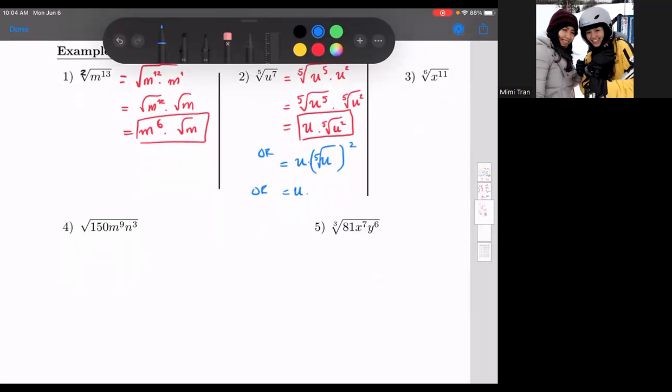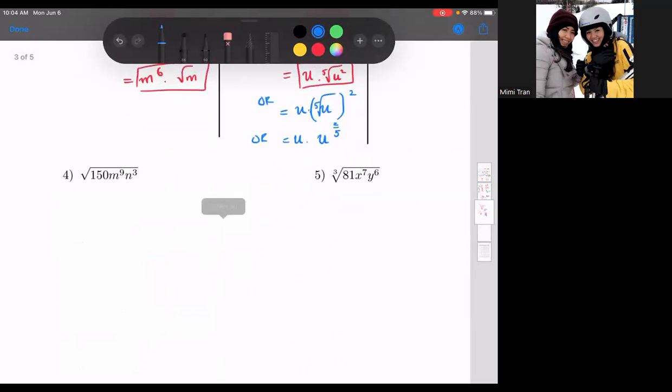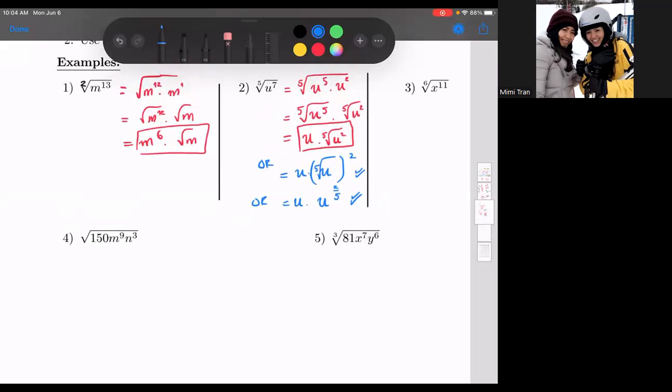Or u times u to the what? Remember the boot method. What do I kick over? The 2, so 2/5, right? And do not put the radical, because when you change to the boot method, you change into an exponent. So either one of them, they are both correct. All three of you are correct.